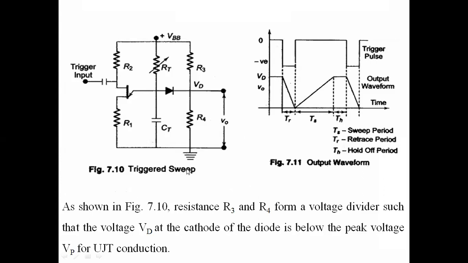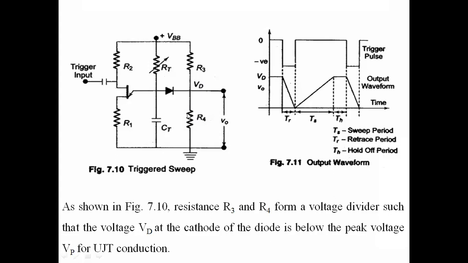This is the triggered sweep circuit. The previous one was the continuous sweep circuit. For that, a diode and the resistance network R3 and R4 are added. By connecting this additional circuitry, it becomes a triggered sweep circuit.